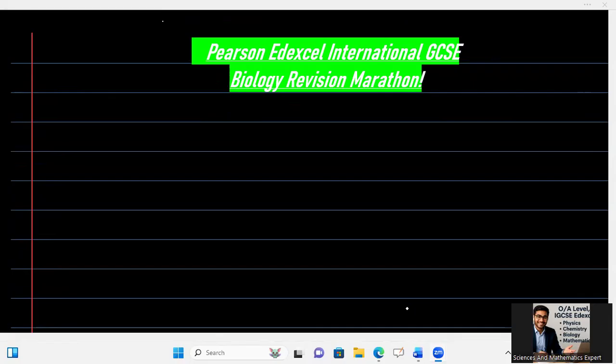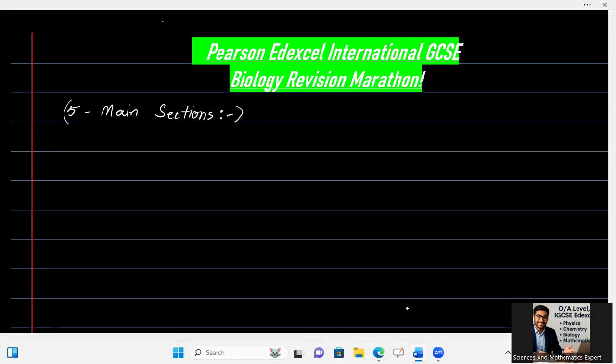Let's start with biology. There are 5 main sections of biology according to the International GCSE Pearson Edexcel syllabus. For each section, we will hit the key concepts, highlight common pitfalls, and point out the essential practicals for all 5 main sections.